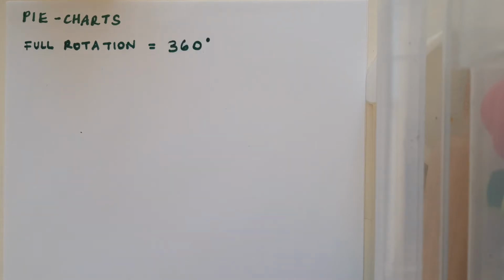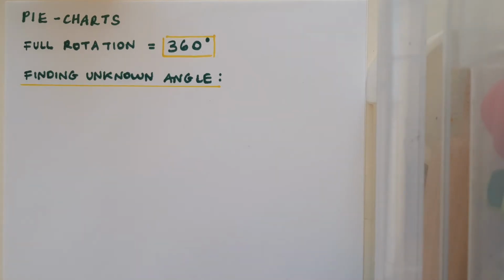This is a video about representing data using pie charts. The first thing to bear in mind about pie charts is that a full pie chart represents a full rotation, and a full rotation equals 360 degrees, and this information will be useful to us throughout our calculations with pie charts.